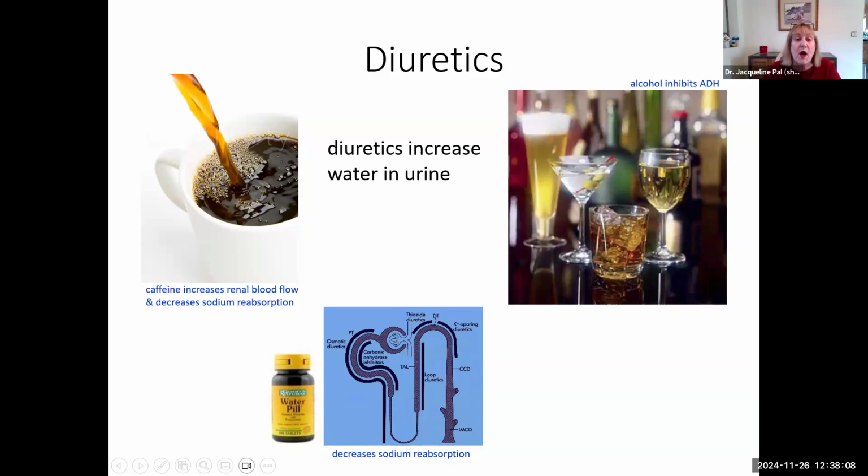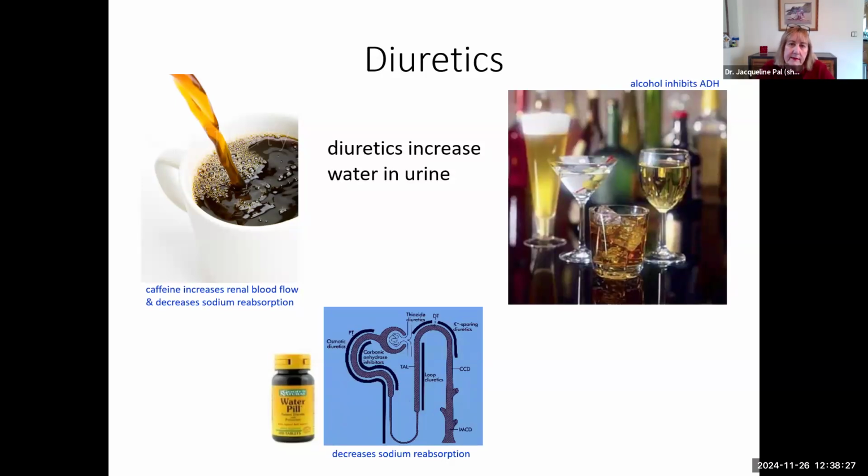The most potent ones are going to be working on the loop of Henle, where all that active transport of the sodium occurs. So if we can block that, then we're really blocking our sodium reabsorption.